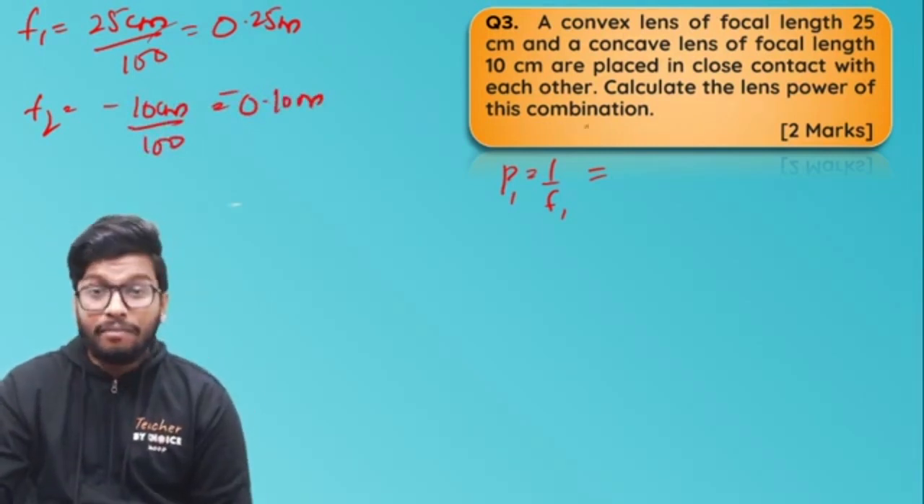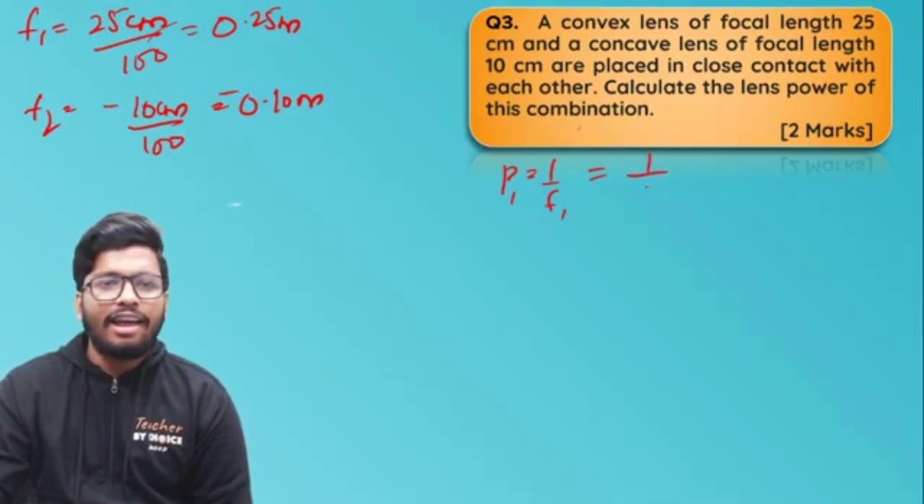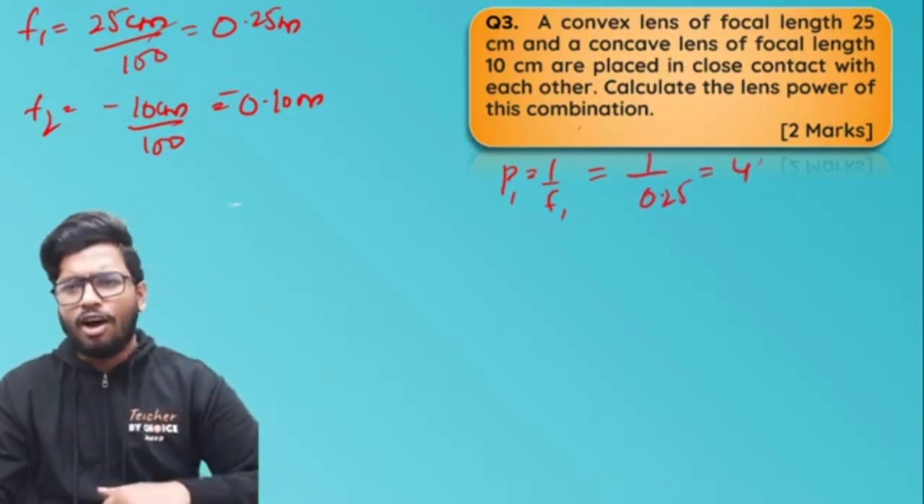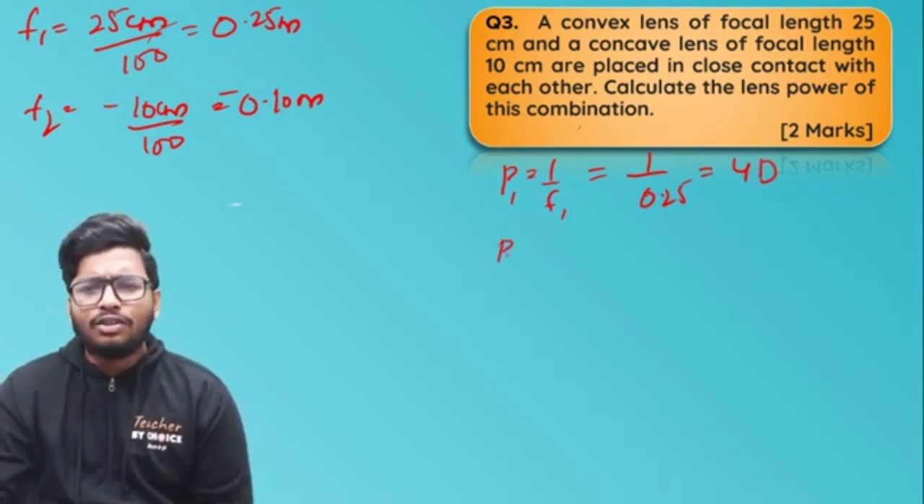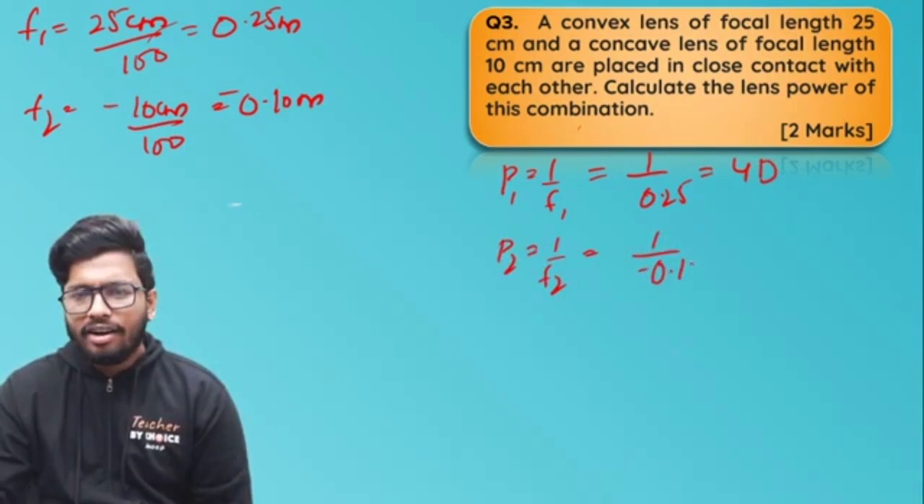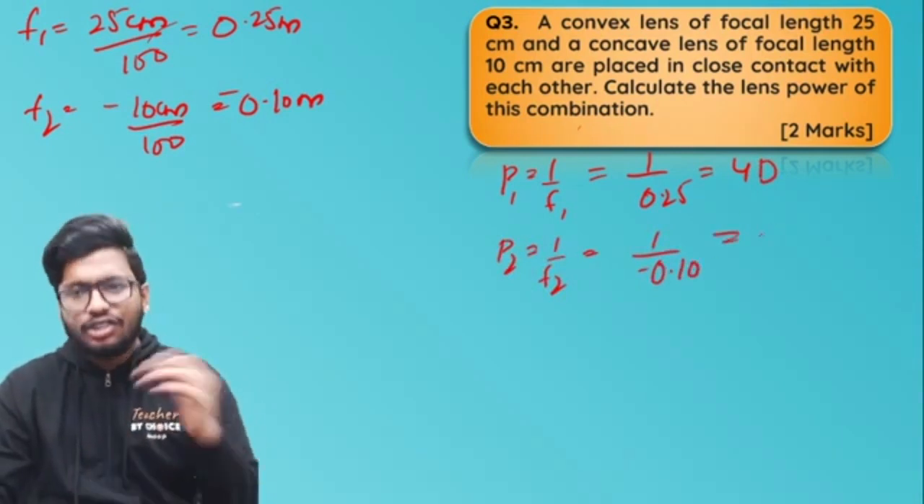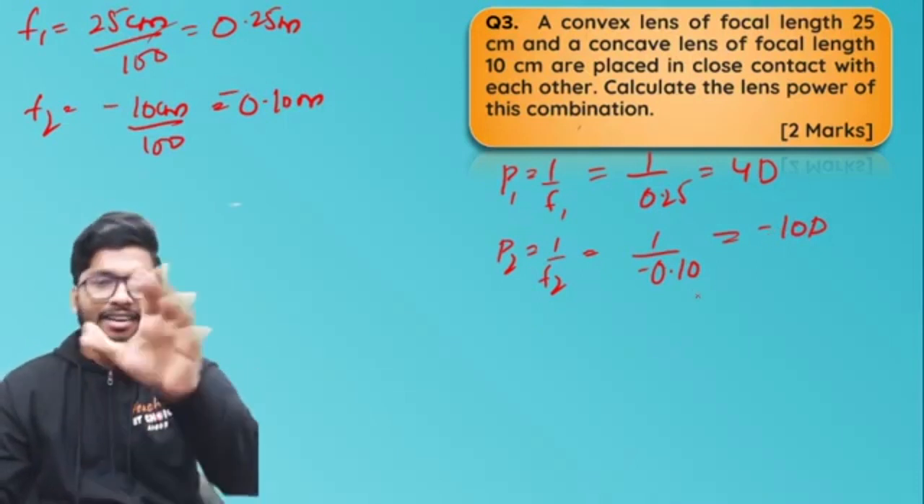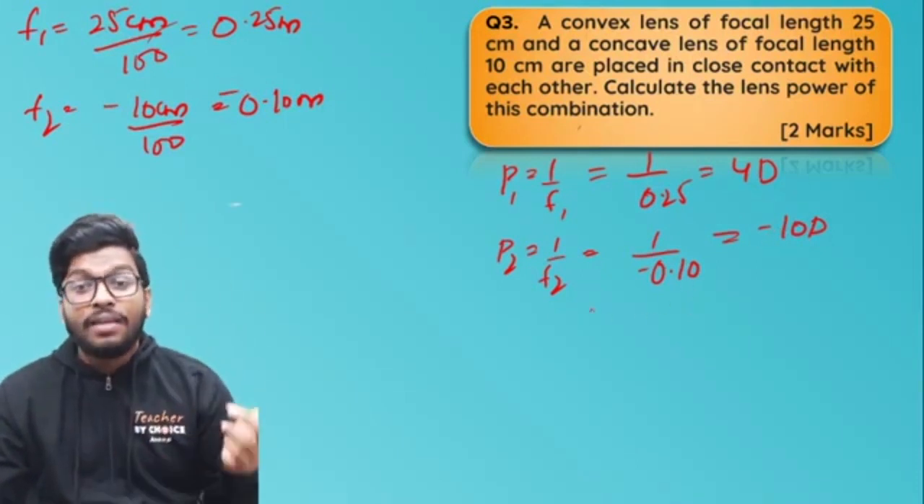Now find out the power. So P1 is equal to 1 by F1. F1 is 0.25. So that's basically 4 diopter. I'll get it as 4 diopter. P2 is equal to 1 by F2, which is equal to 1 by minus 0.10, which is nothing but minus 10 diopter. 1 by 0.10 is nothing but 10. So here it is minus 10 diopter. Now what is P?